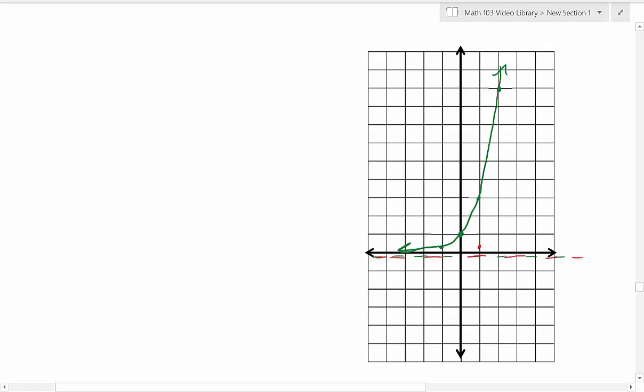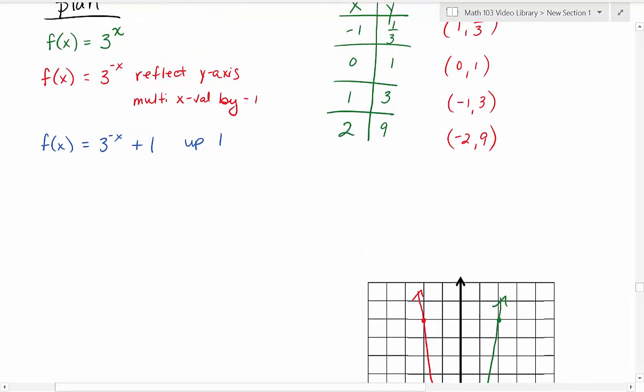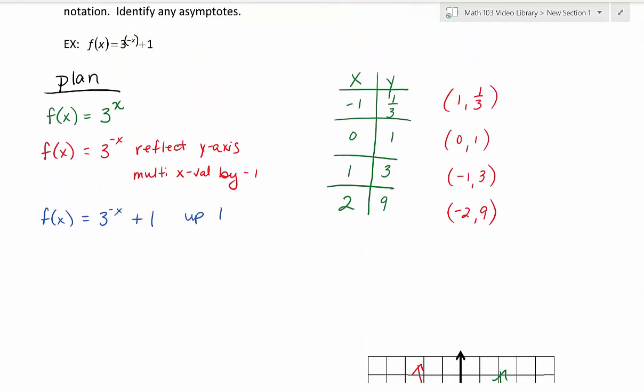Let's plot those new points. 1, 1/3; 0, 1; -1, 3; and -2, 9. And there's our red graph. One more transformation to go. We need to take the red graph and shift it up 1 unit.